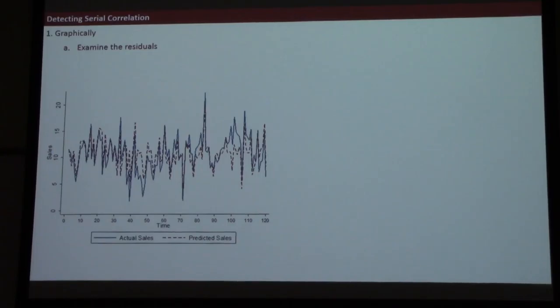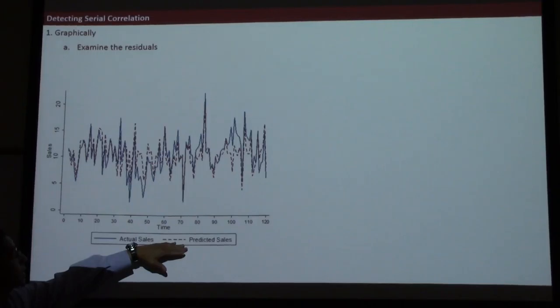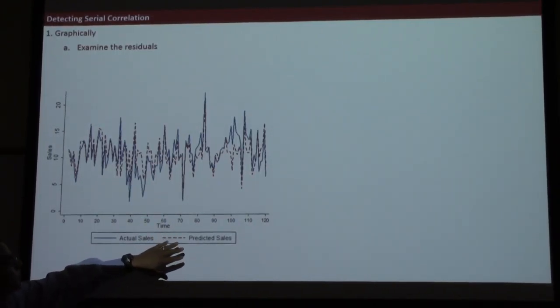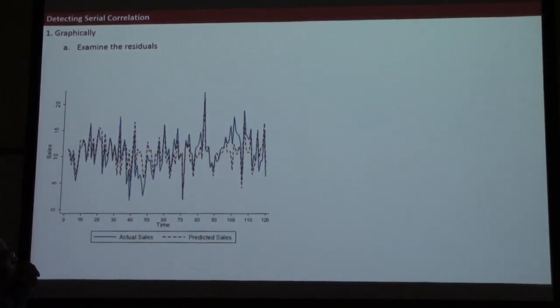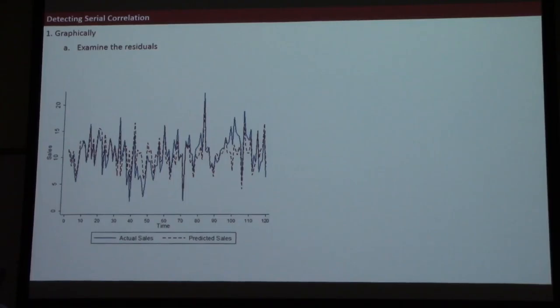So here's actual sales, here's predicted sales. We just ran a regression. Predicted sales is our predicted amount, and here's the regression. You can't really tell from this graph. So what we do is we save the residuals, and the residuals are going to be the difference between actual and predicted. That's what we're calling the error term, the residuals. So it's this difference here. So let's graph the residuals and see what they look like.